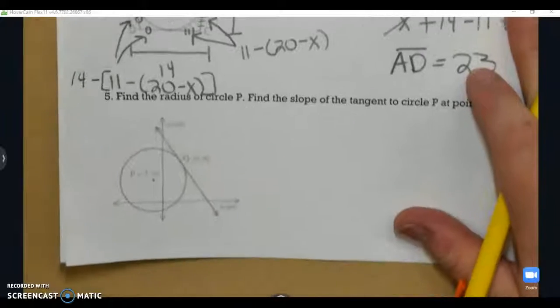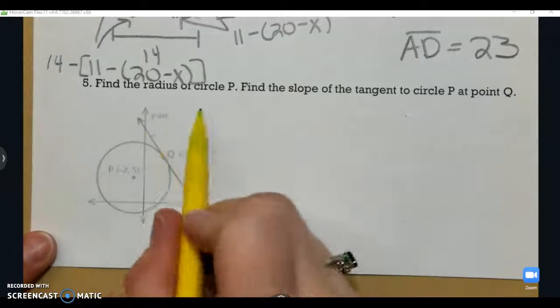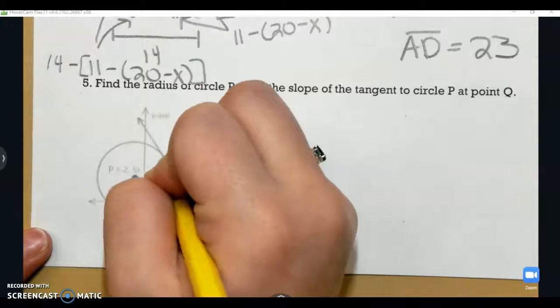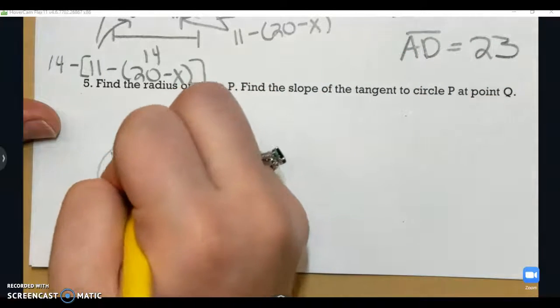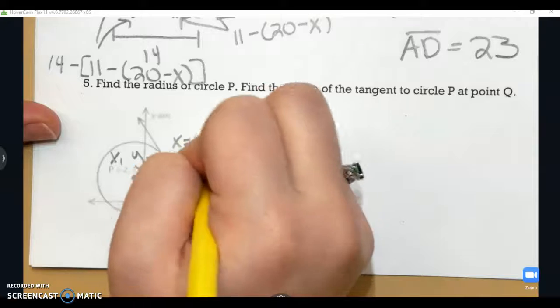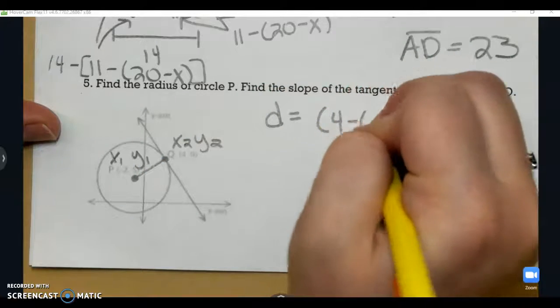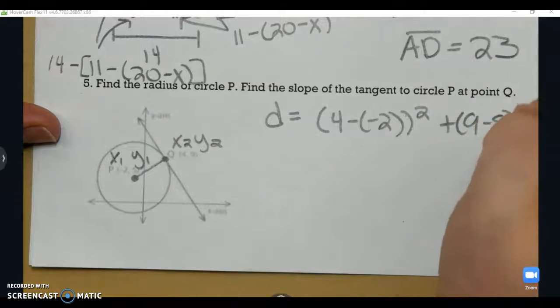All right. Number 5. This is really just a review of distance formula and perpendicular slopes. So again, if we want to find the radius of circle P and its tangent at Q, what that means is I'm looking for the distance from P to Q. So if this is my x1, y1, and x2, y2, I'm just going to be looking for the distance between them. So (4 minus negative 2) squared plus (9 minus 5) squared.